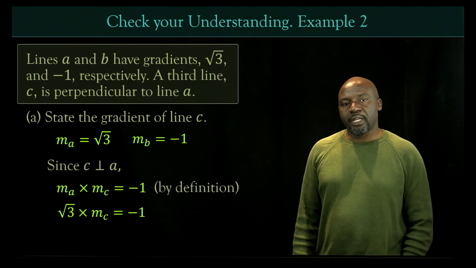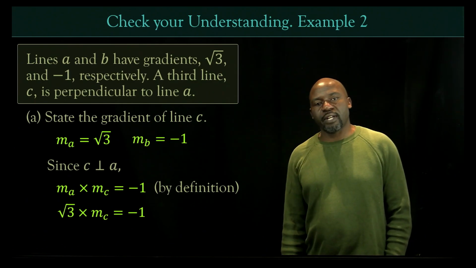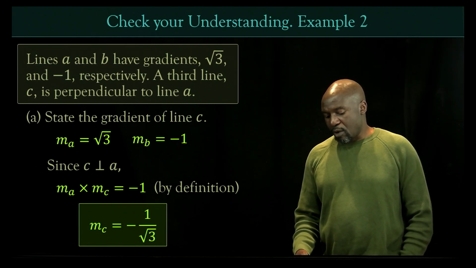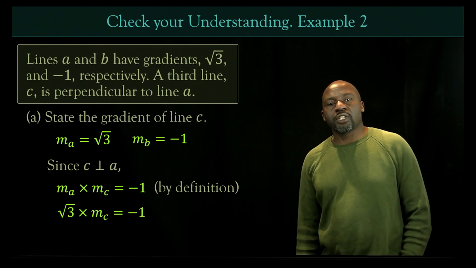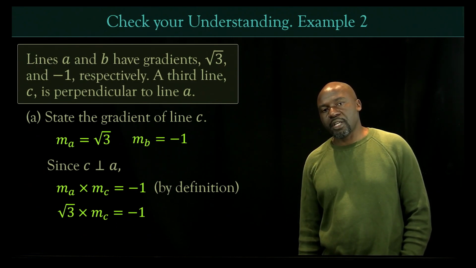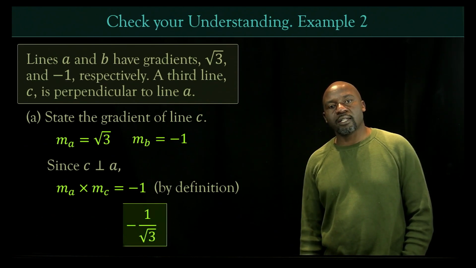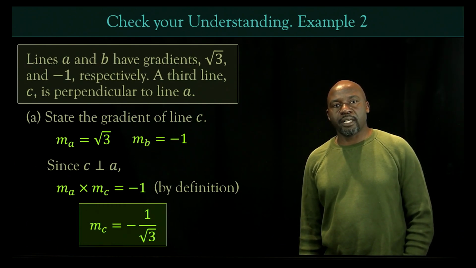So square root of 3 times MC is -1, and so clearly the gradient of line C must be equal to -1 over √3. So if you divide both sides by the square root of 3, you should get that MC is -1 over √3, which is what our answer is there. Okay? That was part A of the question.